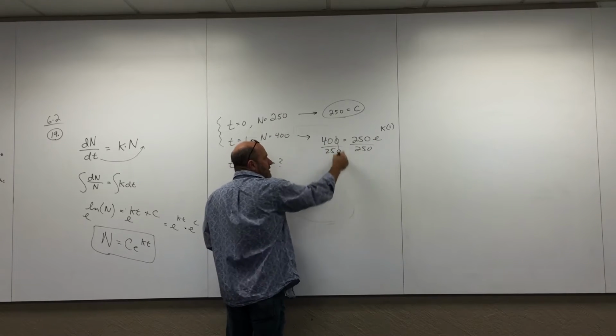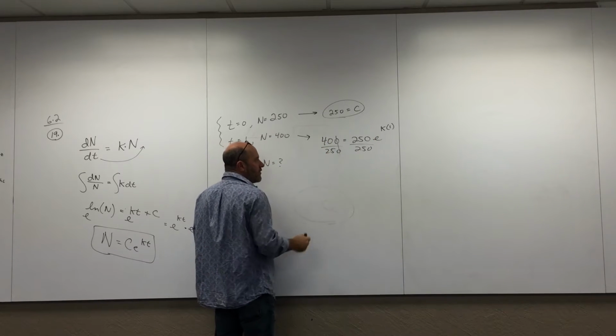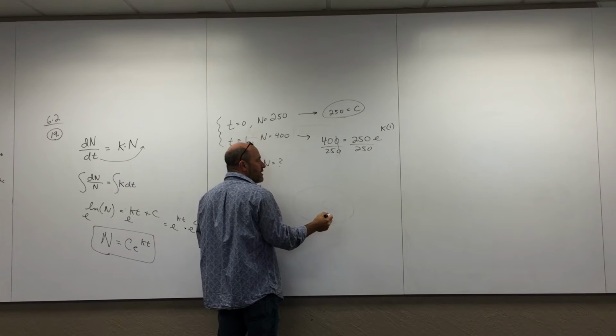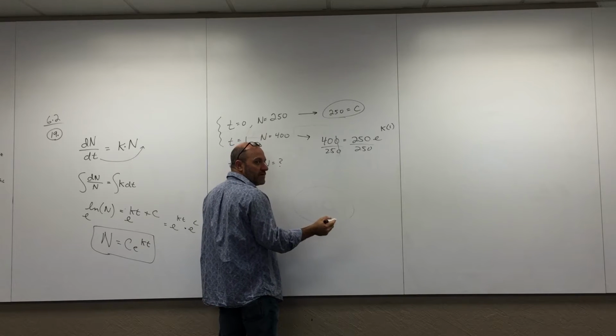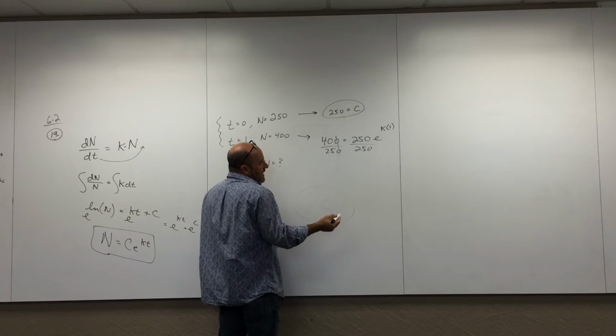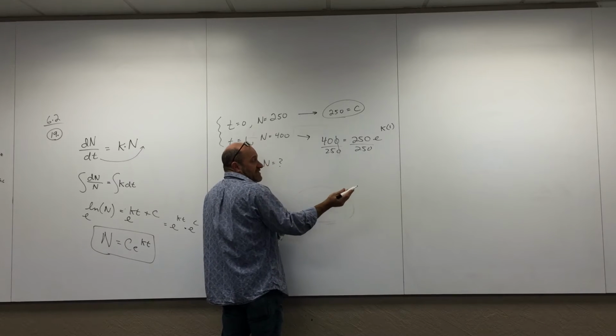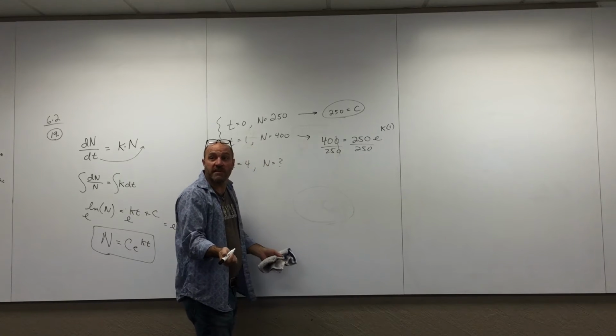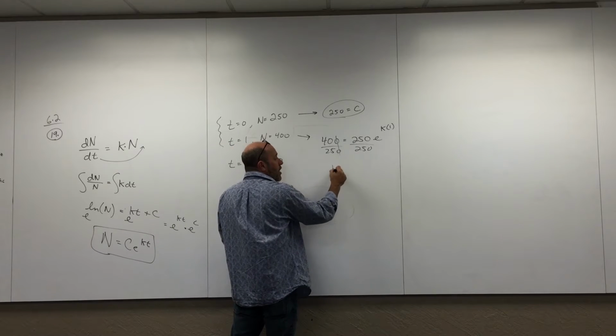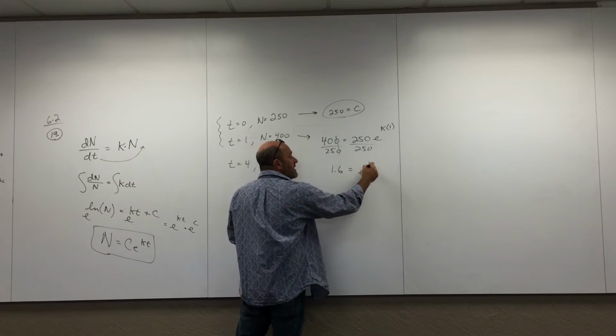You know, I can cancel a 0. I can call it 40 over 25. I guess I could make it a decimal. What is it? It's 1.6. That's 8 over 5. You're not rounding that 1.6. No. Then I'm happy. I'll just call it 1.6 equals e to the k.